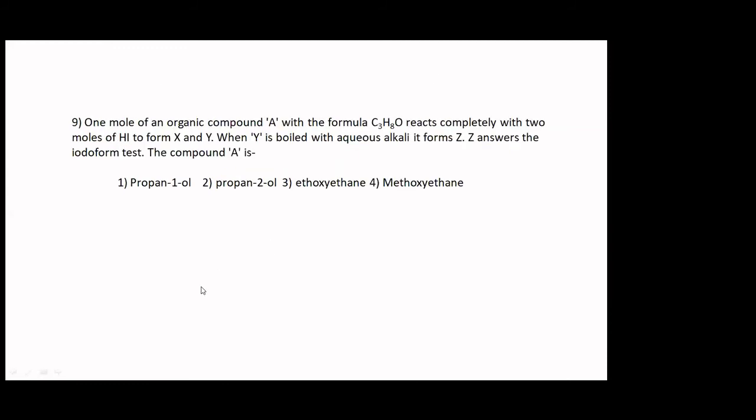1 mole of an organic compound A with formula C3H8O reacts completely with 2 moles of hydrogen iodide to form X and Y. Here is the hint for you. When Y is boiled with aqueous alkali, it forms Z. Z answers the iodoform test. The compound A is methoxyethane. That is correct. In fact, it has to be an ether when it reacts with 2 moles, but the other option doesn't suit the molecular formula, correct? And therefore, it has to be methoxyethane.